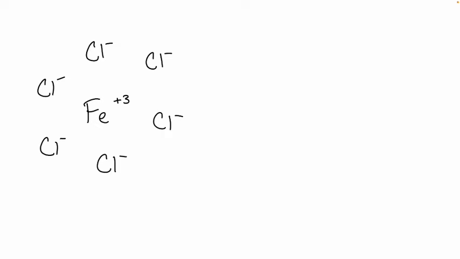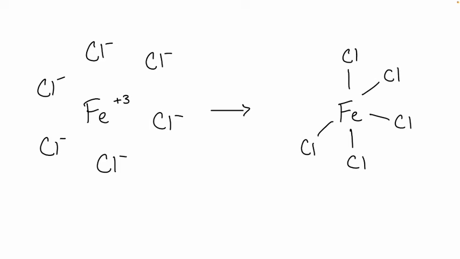But there's something more special that occurs with these transition metals. These aren't for regular metals like sodium. These are unique to transition metals here. They will actually form a complex with these chloride ions where the iron becomes covalently bound to these chlorines.